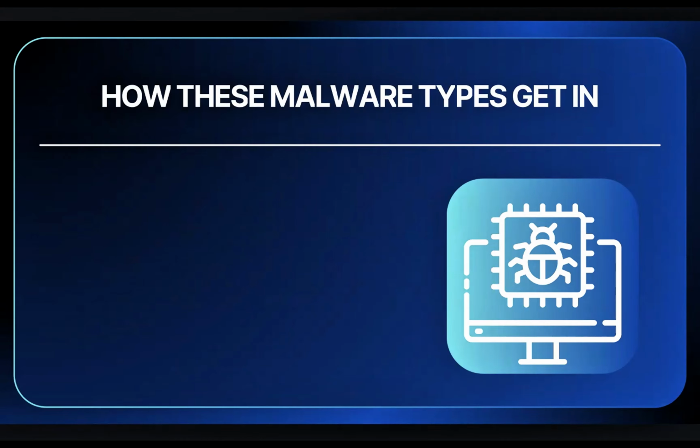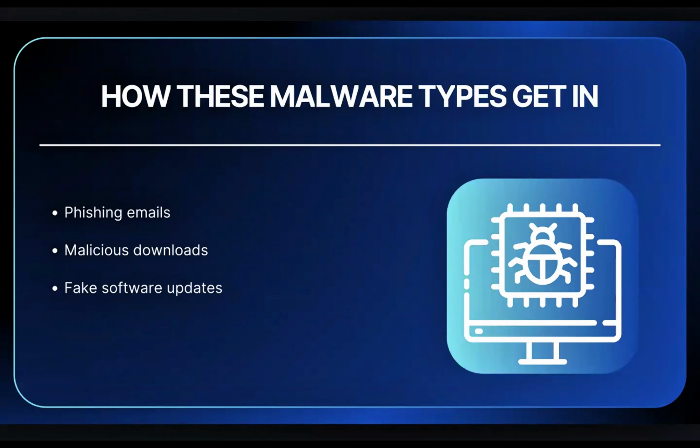Now, how do these malware types get in? They get in because they are silent malware that often enters through familiar methods. And here are some of the methods. Phishing emails. This is a common entry point. Another one is malicious downloads because these can install hidden malware. And we have fake software updates that trick users into downloading or installing what they shouldn't have downloaded. Then we have cracked or pirated software that secretly contains threats.